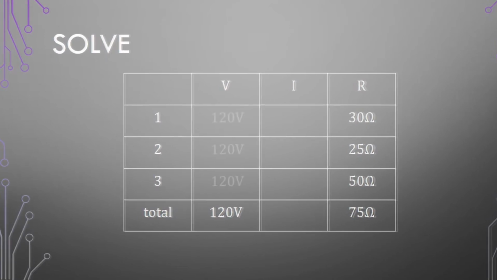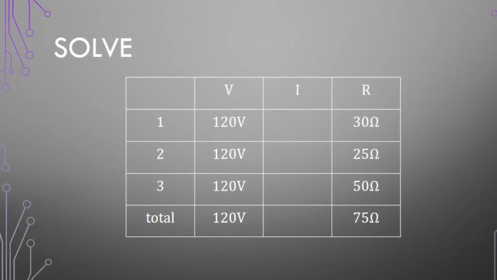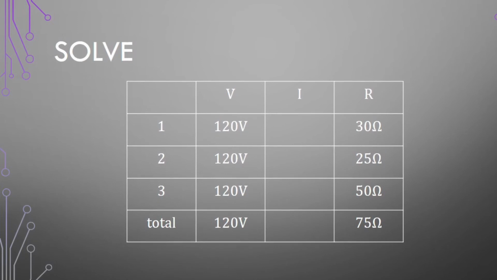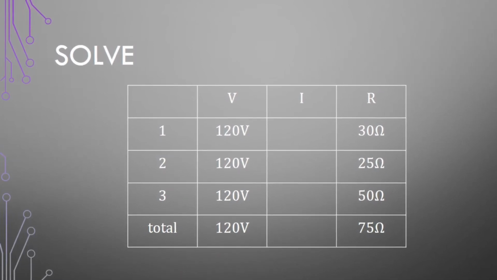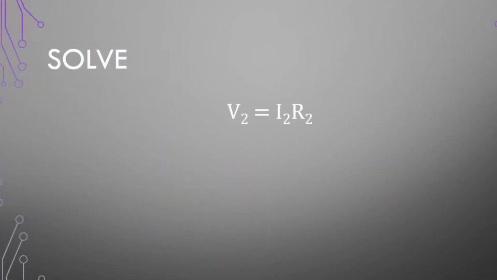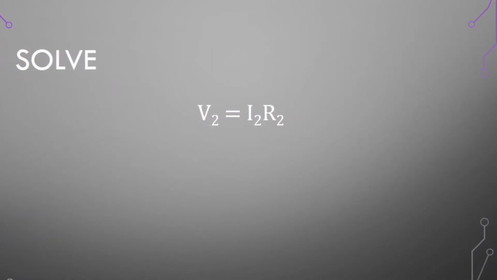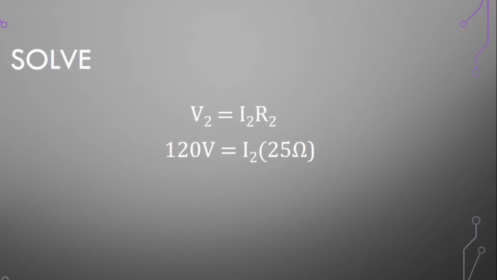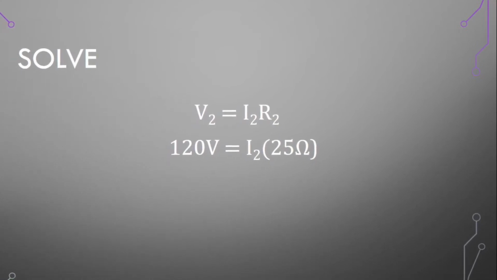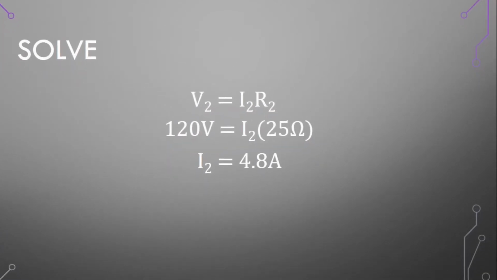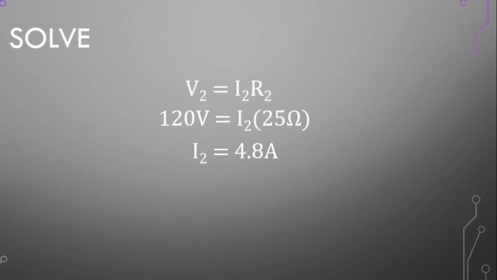Because of the equations from the Circuits Bible, we know that all the voltages would be the same. From here, we can easily see that we can solve for I2, so we'll set that up. V2 equals I2 times R2. Now we put in our values: 120 volts equals I2 times 25 ohms. And lastly, we solve, and we get that I2 equals 4.8 amps.